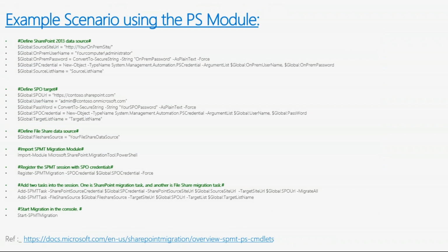Example scenarios using the PowerShell module. This was exactly the scenario which Jayanthi was explaining to you in her demo, right? She was creating the data source. She was defining the SPO target. She was defining the file share data source, and she was just calling that PowerShell function to initiate the migration. And this is that PowerShell which we were using there, and the reference link down there should take you to the complete PowerShell commandlet reference which you're seeing on the screen right now.